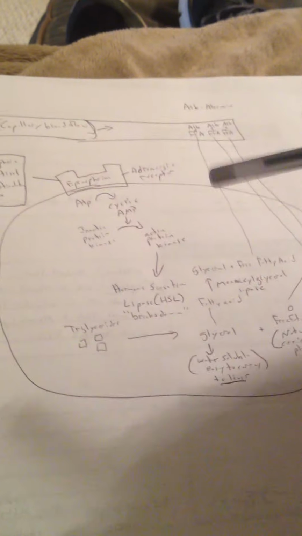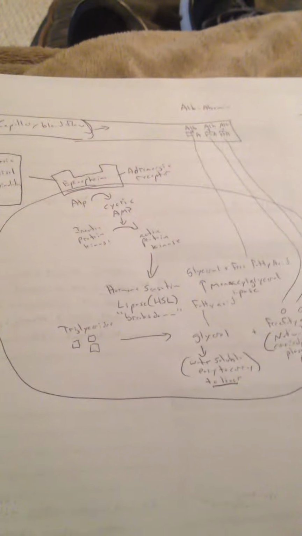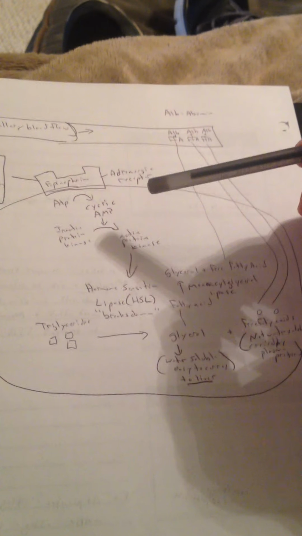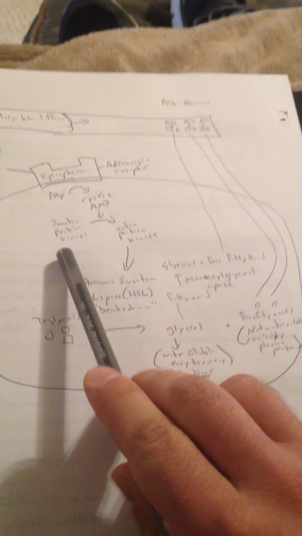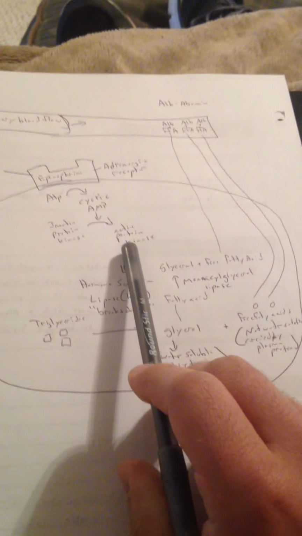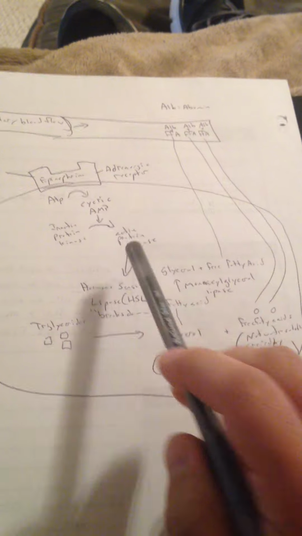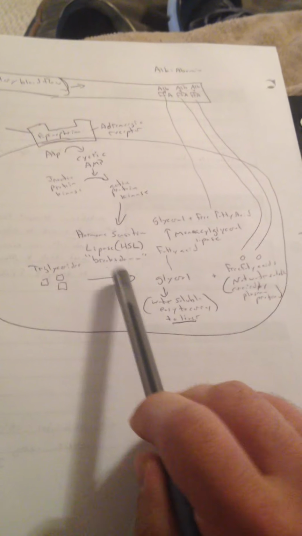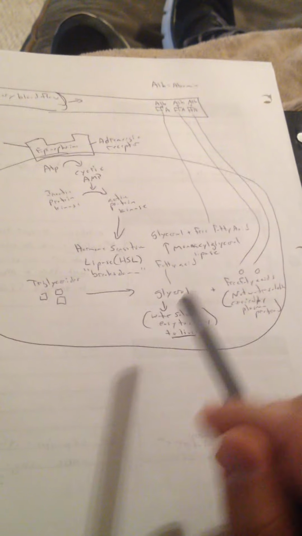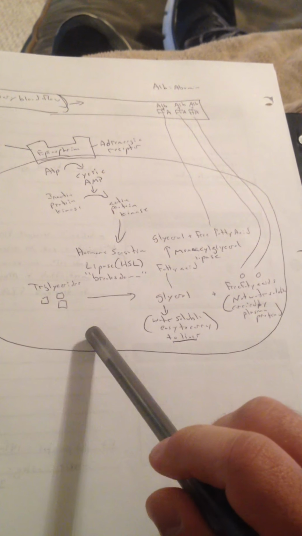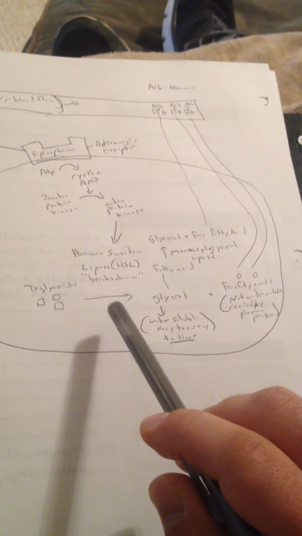So once we get started, we'll need some ATP, and then we're going to end up with an inactive protein kinase, which will be activated by the cyclic AMP here, which will then help break down our triglycerides into a glycerol and fatty acids via the hormone-sensitive lipase.